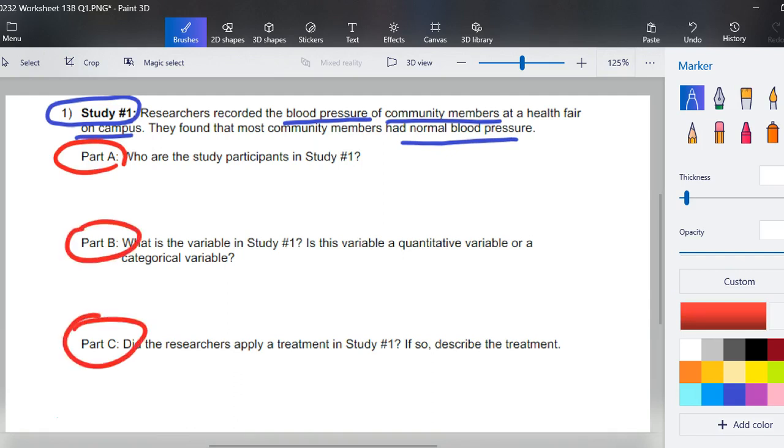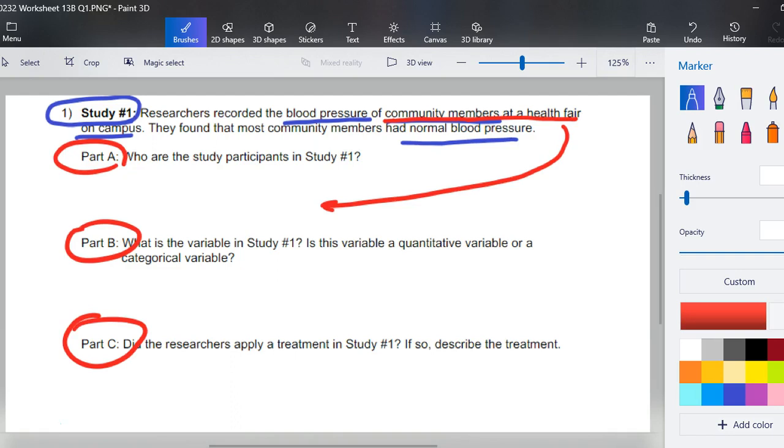Looking at part A, who are the study participants in this study number 1? Let's be very descriptive and say it is the community members at a health fair. And if you even want to say it's at a health fair on campus, but at least community members at a health fair, because that can impact your study. If they were already at a health fair, then that's already a determined set of participants. We'll talk more about that later, but it's the community members at a health fair.